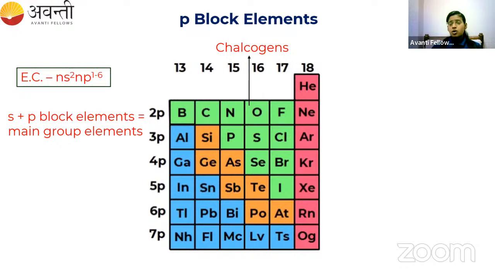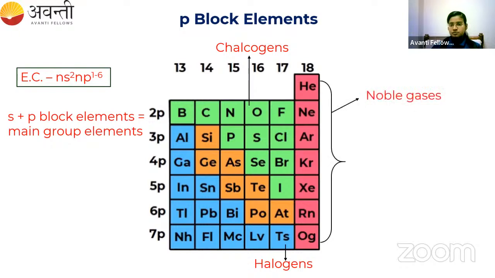The 17th group elements also have a special name. Very good Sanket, they are called halogens. And the 18th group also has a name. The name is noble gases. The outer electronic configuration for noble gases is ns2 np6, right? So the p orbital is fully filled. The p orbital can take only 6 electrons, and all 6 electrons are there, which is fully filled.